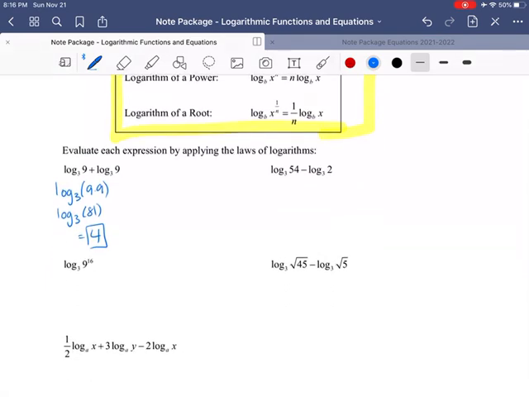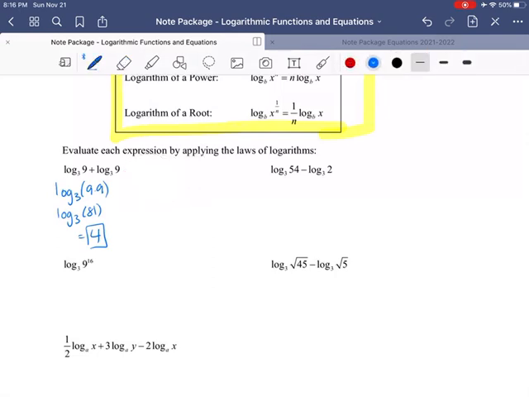That kind of makes sense because you could evaluate each part separately. It's basically 2 plus 2, because 3 to the x equals 9, so that x must equal 2. And so each part of them is going to be 2 plus 2.